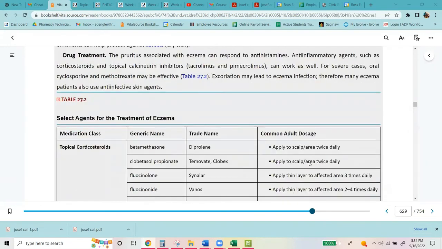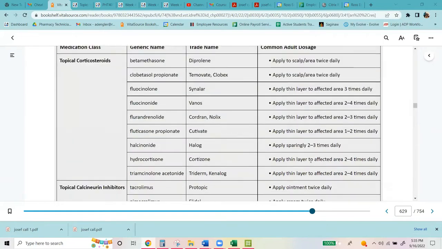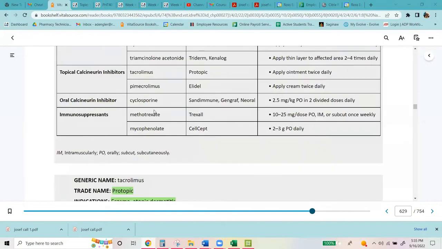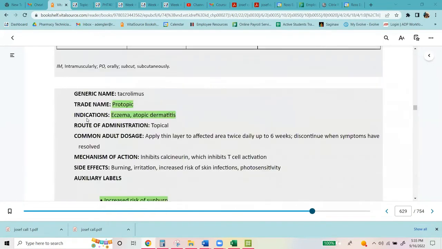Table 27.2 lists select agents for the treatment of eczema. We have topical corticosteroids, topical calcineurin inhibitors, oral calcineurin inhibitors, and immunosuppressants. We have the medication Protopic. It is indicated for eczema and atopic dermatitis.